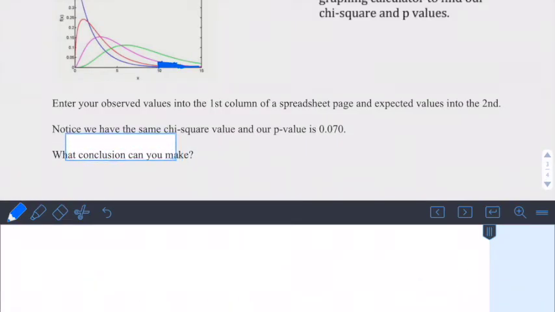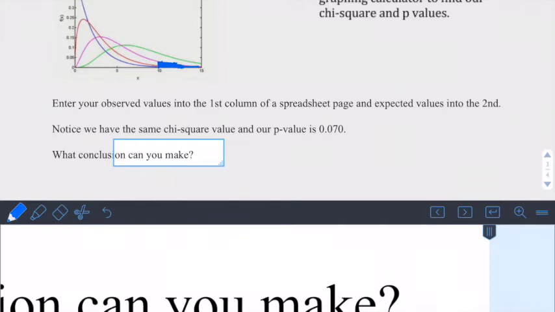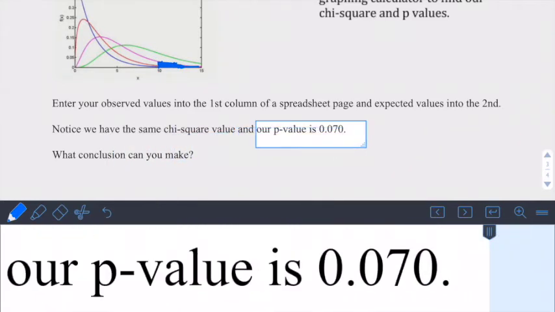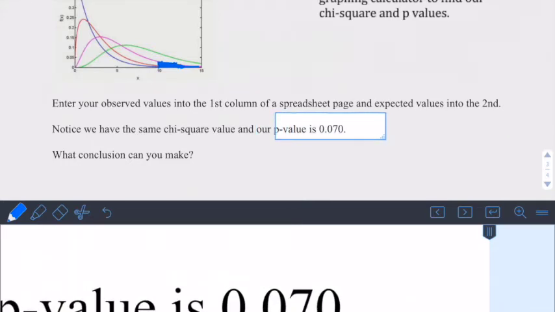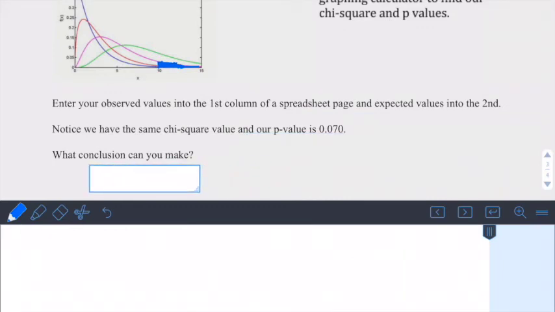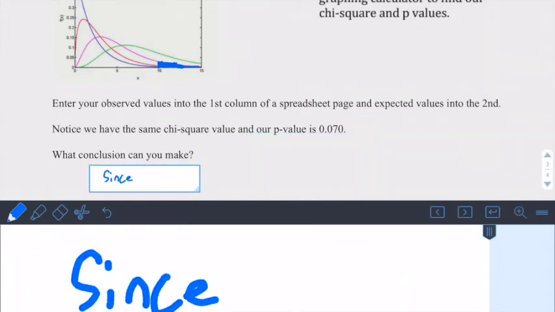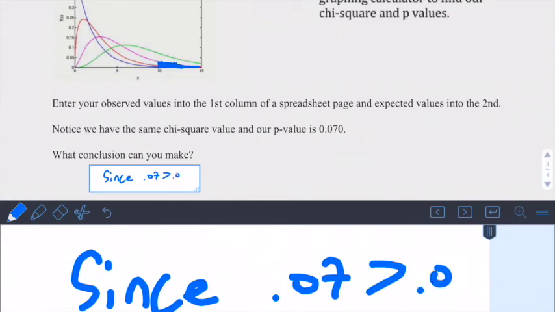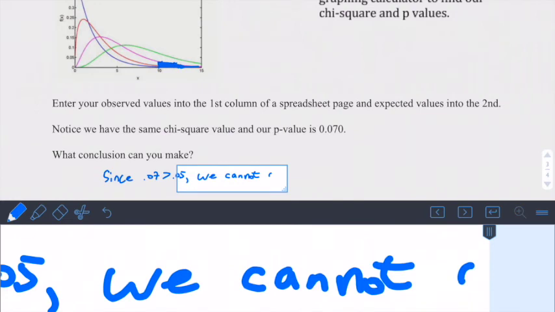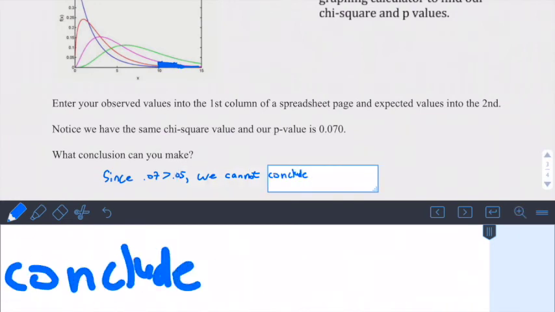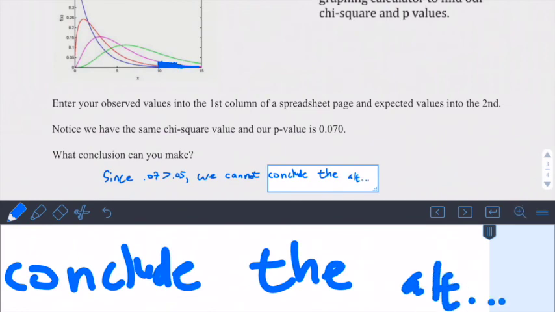So if we were talking in general terms, the conclusion we can make is that we have some suspicion that the stated distribution of M&M color is not right, but we don't have enough evidence, we don't have significant evidence. So what we should say is, since 0.07 is greater than 0.05, we cannot conclude, and then the alternative. I'm just going to say that. We've already talked about that enough.